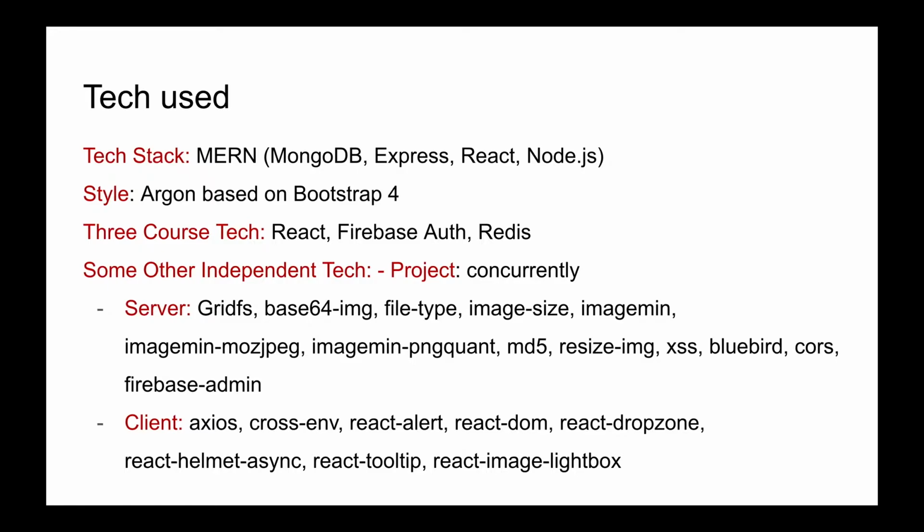On the client side, we use Axios to communicate with our server API, and we use cross-env to handle the port in different platforms such as Mac or Windows. And we use React Alert, React DOM, React Dropzone, React Helmet Async, React Tooltip, and React Image Lightbox.